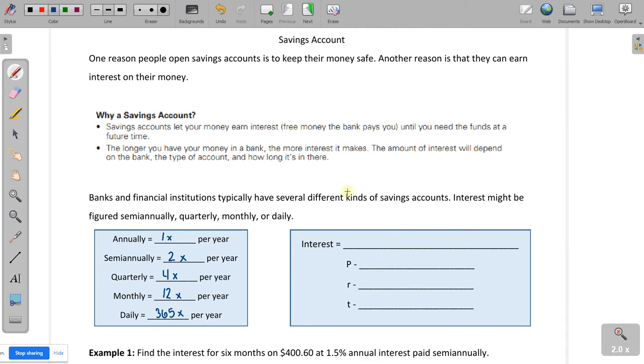So, the interest formula we are going to use is the simple interest that we were calculating earlier in the unit. So your interest, which we call I, is equal to P times R times T. P is your principal, R is your rate, and T is your time.